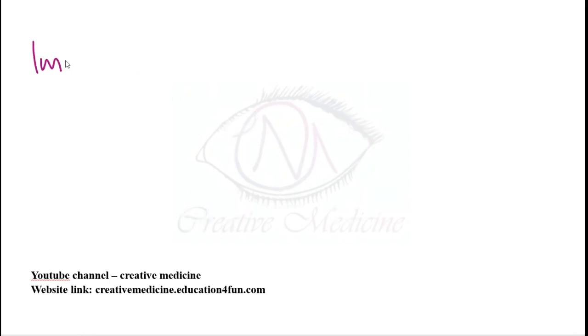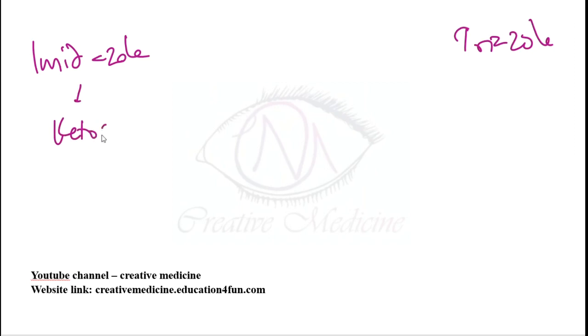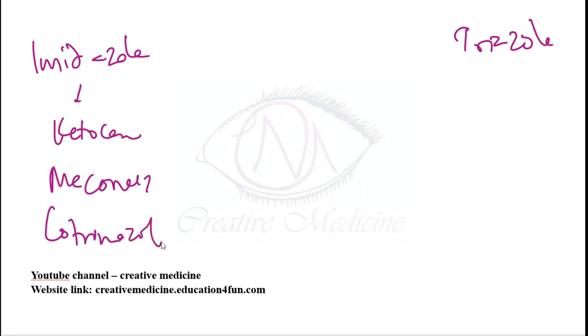Now in the types of azoles, we have imidazoles and then we have triazoles. In the imidazoles, we have ketoconazole, miconazole, clotrimazole, and econazole. Imidazoles are less selective, and more drug interactions and side effects are seen.